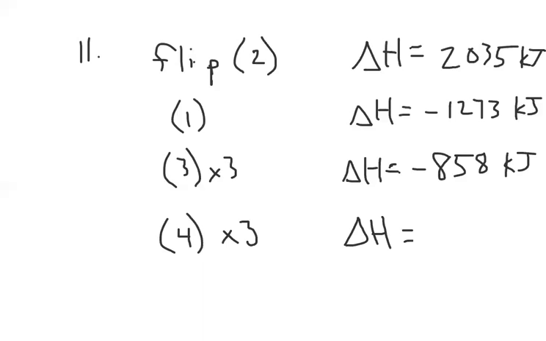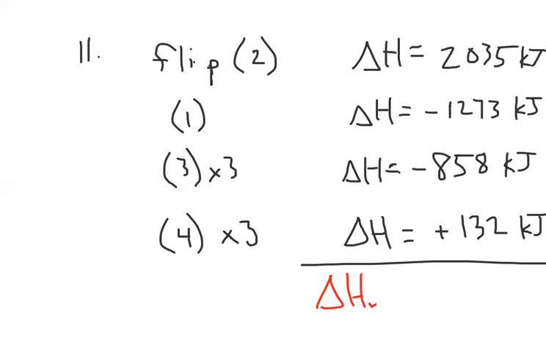And our delta H for that would be positive 132 kilojoules. You add them all up for a delta H of the reaction as 36 kilojoules. That's your final answer for that.